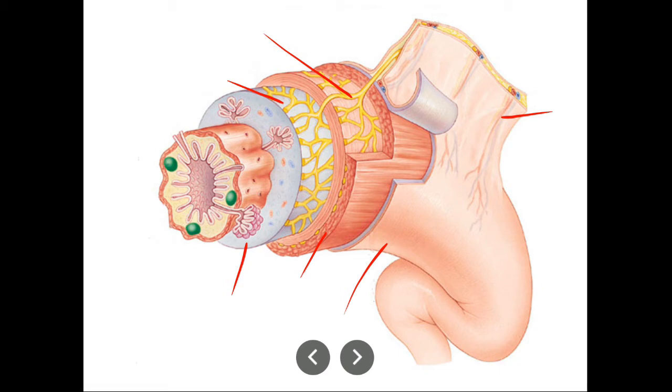Now we go to the most inner layer, which we call the mucosal layer. In the mucosal layer we can see the green colored dots representing the lymphatic nodules. And here we have the epithelium, and we can also see some muscular layers there, and some glands in the mucosa and in the submucosa.